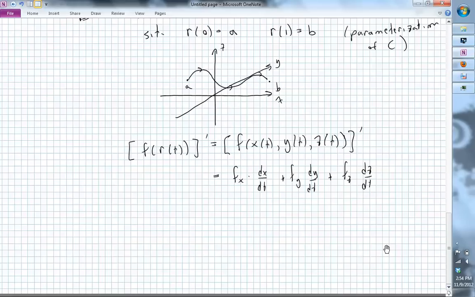Okay. Now we know that the gradient of f is equal to f sub x, f sub y, f sub z. So in fact, I can use that notation and the dot product notation to write the right-hand side like this, the gradient of f dotted with x prime, y prime, z prime. Does everybody see that? And x prime, y prime, z prime is secretly just r prime.